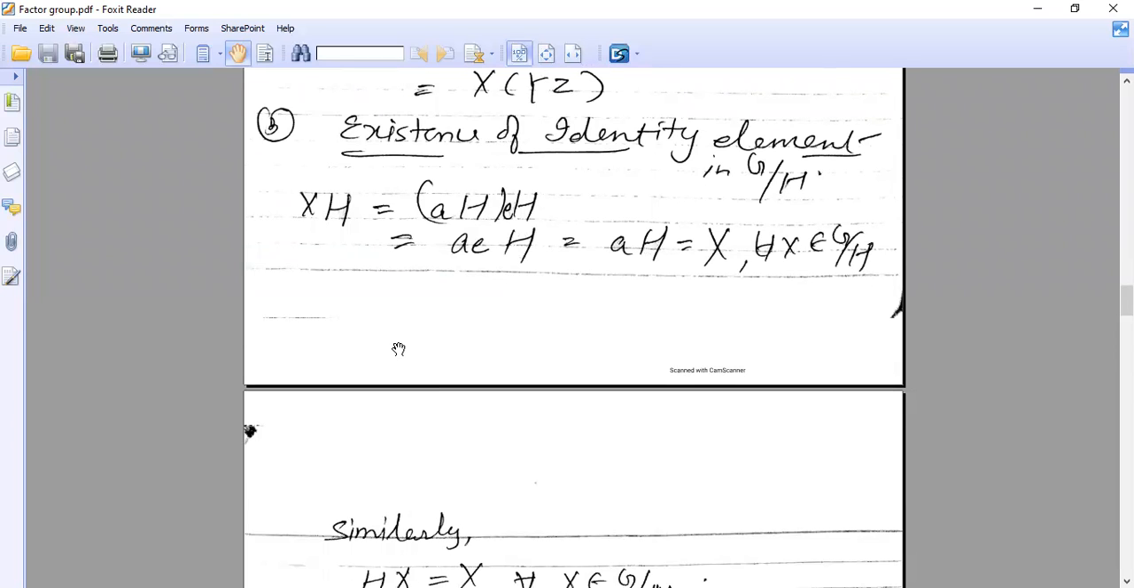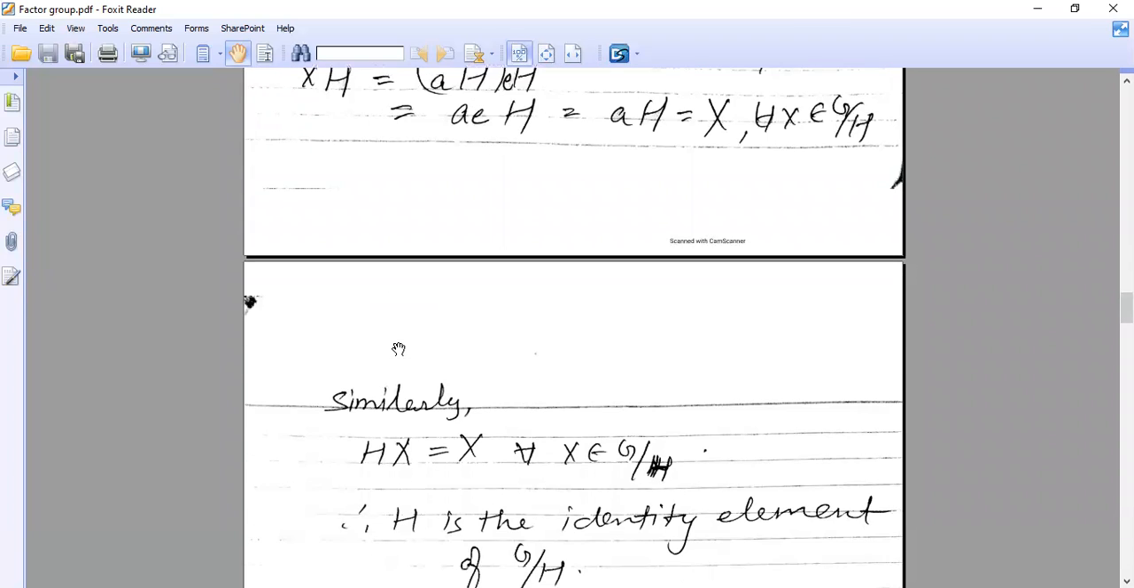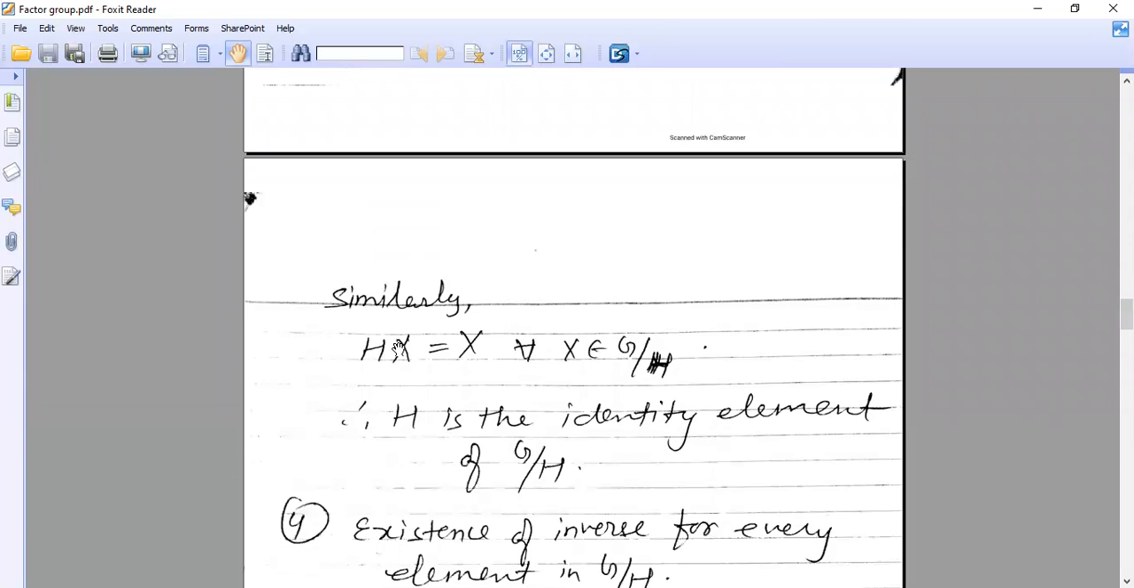So G upon H is the collection of all the left cosets of H in G, and you know that H itself is a coset. When you write all the cosets, then H always comes there. So in G upon H, H is the identity element.